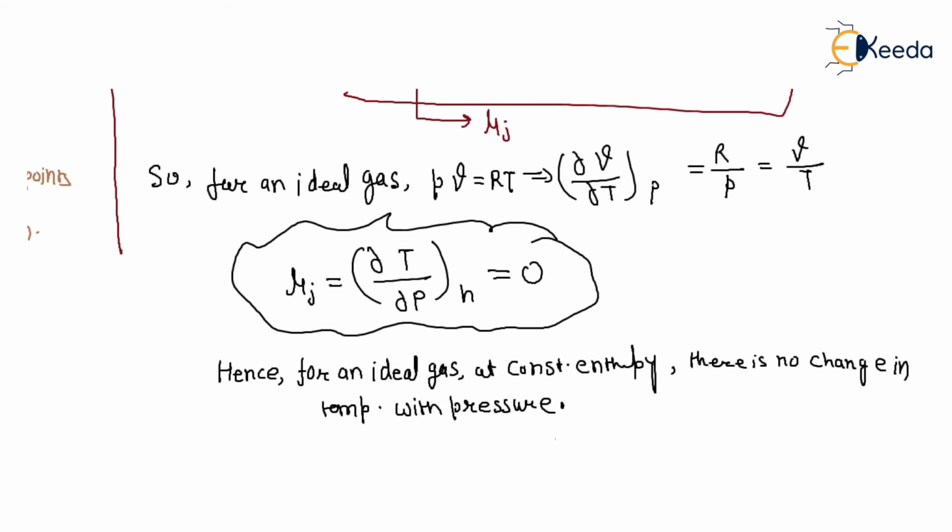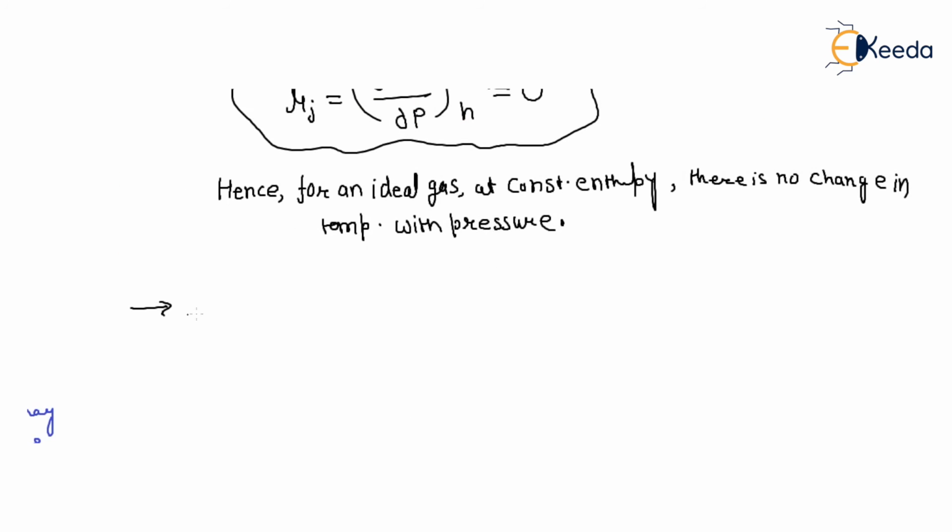That means the temperature is not a function of pressure at a constant enthalpy. So an ideal gas cannot be cooled by a throttling process. So this is 0. Hence, an ideal gas cannot be cooled by a throttling process. That is Joule-Kelvin expansion, the throttling process.